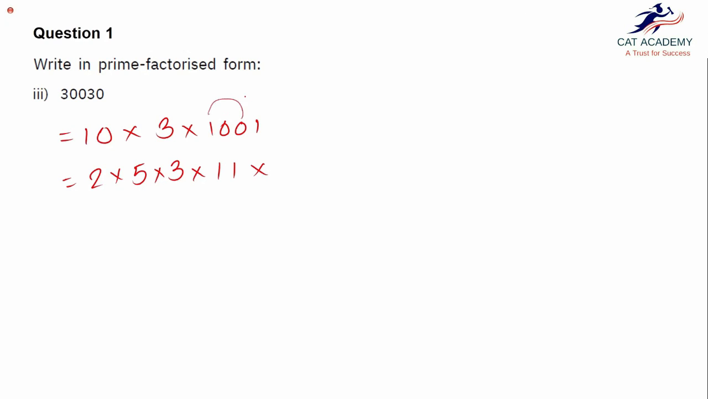What is the test for 11? Alternate digits. So 0 plus 1 and 1 plus 0. Addition is 1 and a 1. Difference is 0. So divisible. Divide by 11, I get 91. And 91 ka split, do you know? 91 is 13 sevens are. Right? So let me write it in form 2, 3, 5, 7, 11, 13.